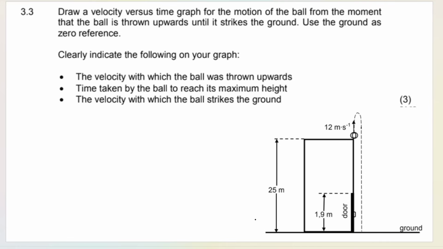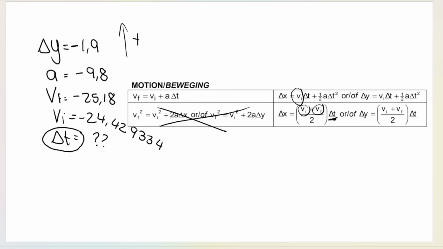If you take a look at your picture, I know the velocity here. I know the velocity here. I know the displacement. I know the acceleration. So I can find the time that it takes to go from here to here. That's basically what we're doing. So these are my variables that I currently know.